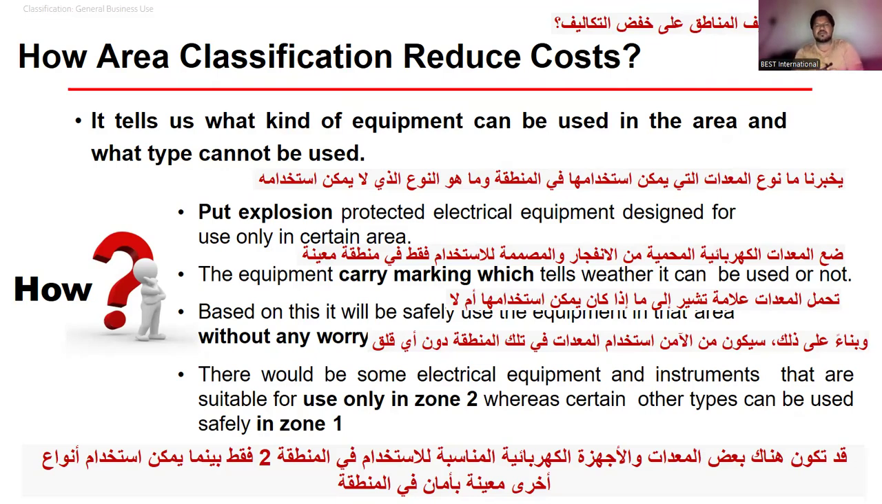So put explosion protected electrical equipment. It's a game of design, carrying marking also whether it can be used or not without a worry, and make sure you know where you are using electrical equipment or instruments that are suitable only for zone 2 and zone 1. It can't happen that you buy equipment for zone 2 as per the nature of the zone 2 environment, and you are thinking I can use it in zone 0.